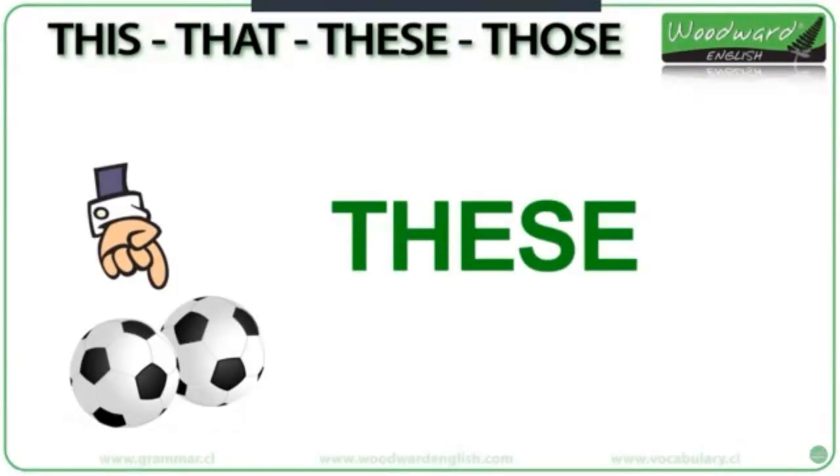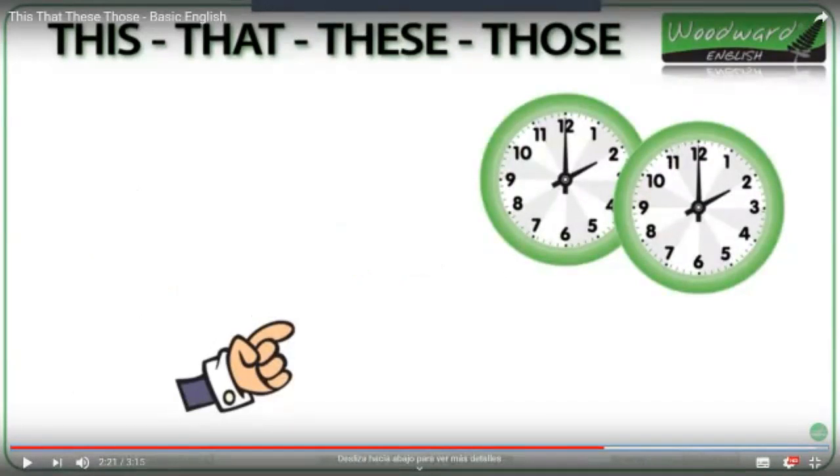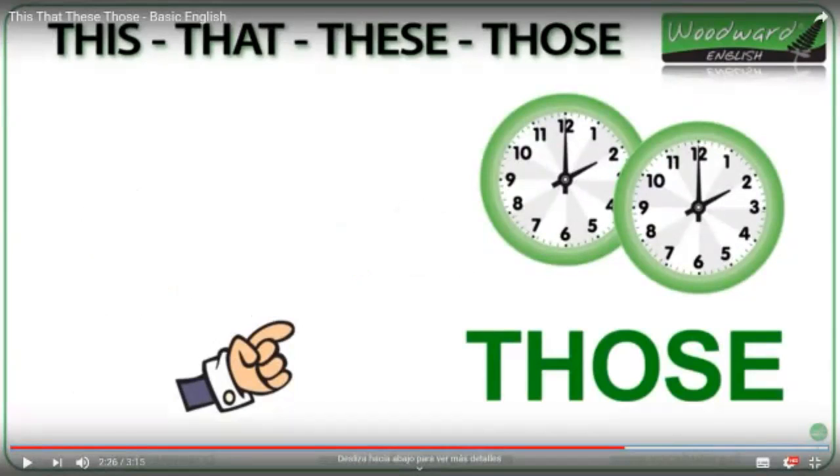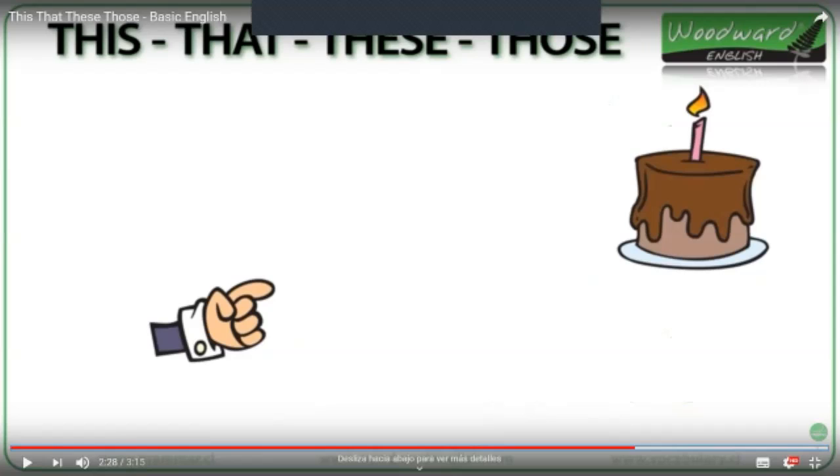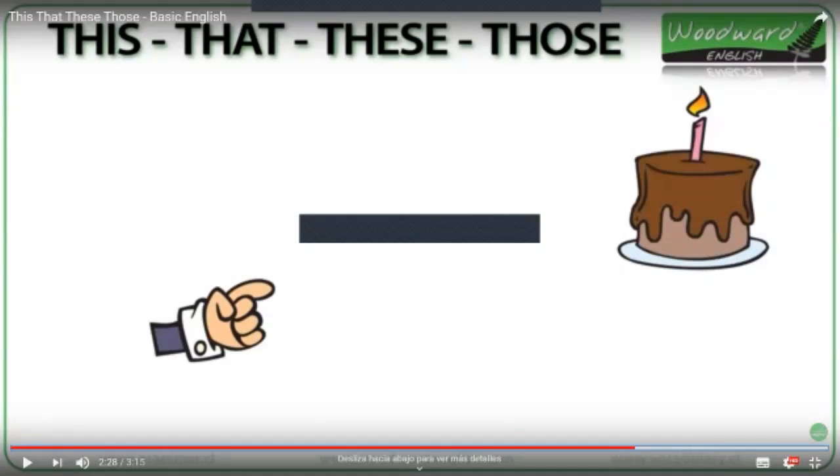How about here? Which one do you use, Kathy? Those, you say. Those. All right, very good. What about here? Which one do we use? Let's ask Lily. Lily, are you there? Yes, I'm here. Great. What's the answer for this? This is correct, because it's singular and it's far. Very good.